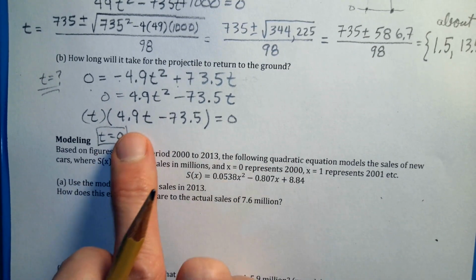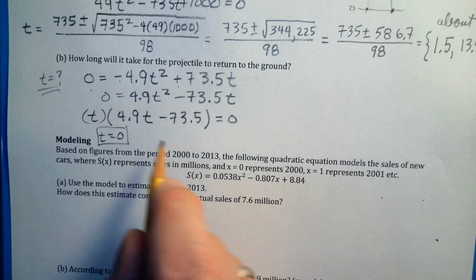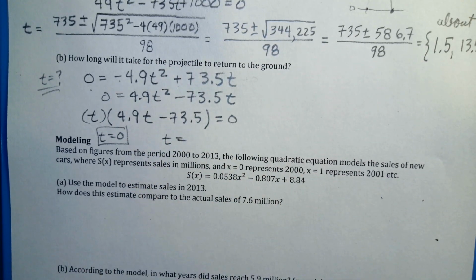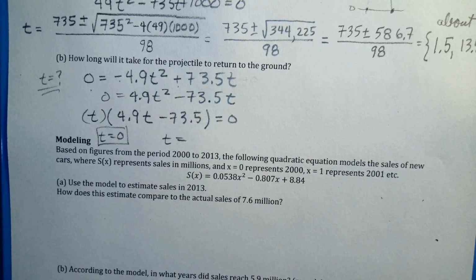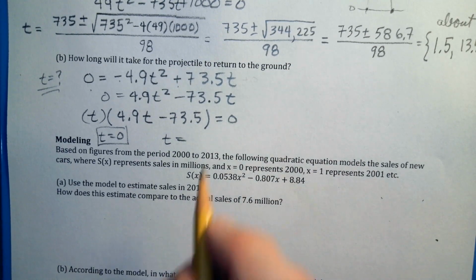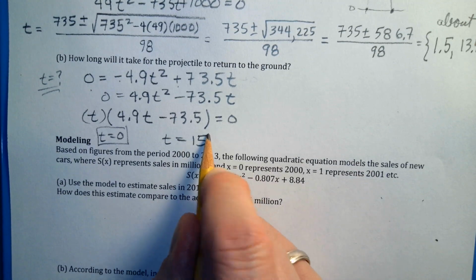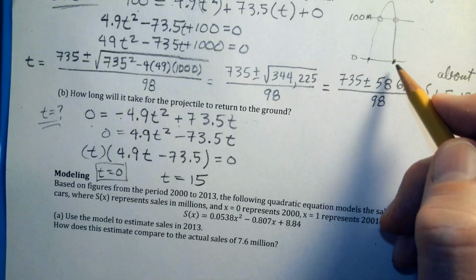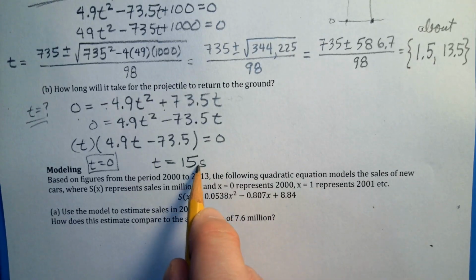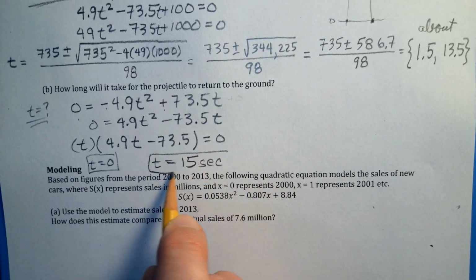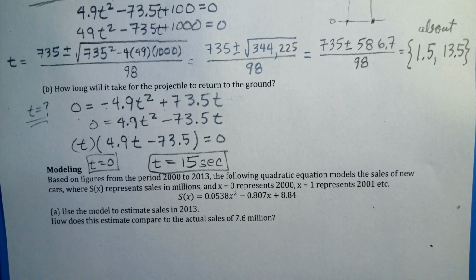We want to simply divide this out, and we get t equals, let's see, we set this equal to 0, 73.5 divided by 4.9, and that's exactly 15. So it goes up, and 15 seconds later, it's on the ground again. So 15 seconds is when that thing hits the ground. Okay? All right.